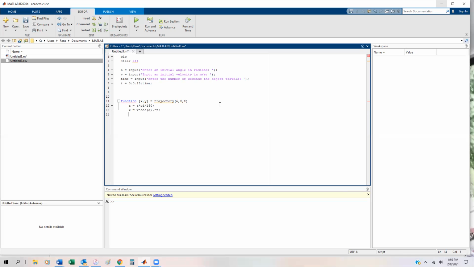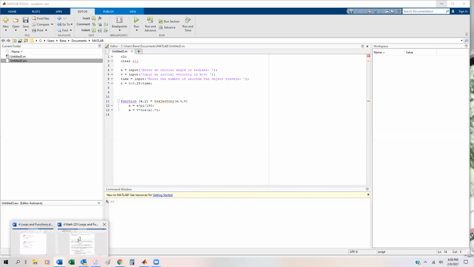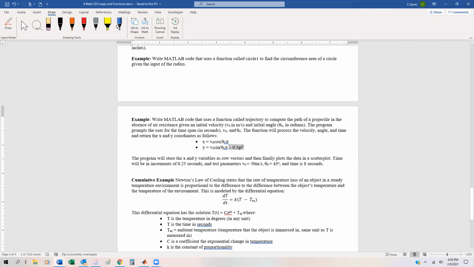Now we want a row vector of y. And if you look at our formula, it's almost the same thing, except we're going to subtract out this acceleration due to gravity. All right, so this is going to be 0.5 gravity times t squared. So that's going to be our y, v sub naught sine theta t. So we could basically copy.